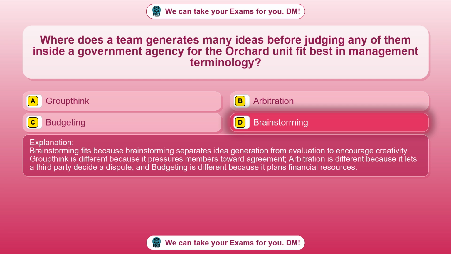Groupthink is different because it pressures members toward agreement, arbitration is different because it lets a third party decide a dispute, and budgeting is different because it plans financial resources.